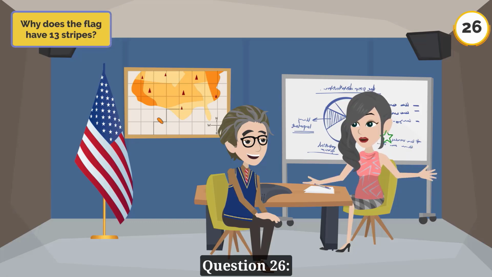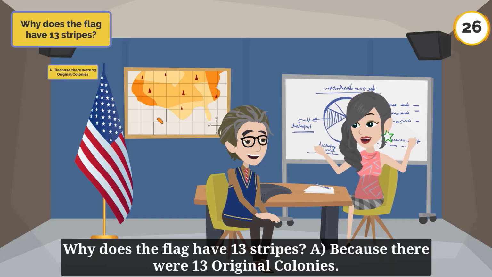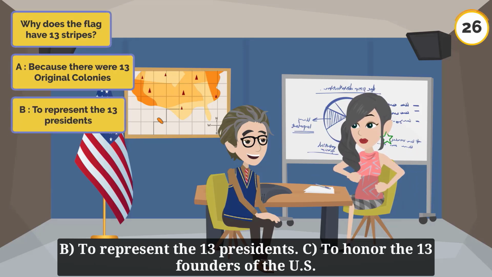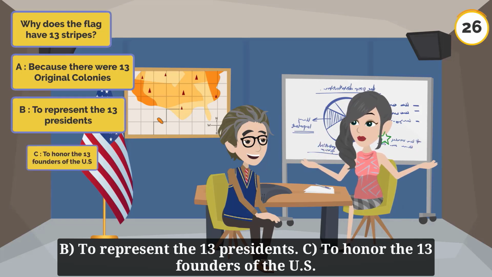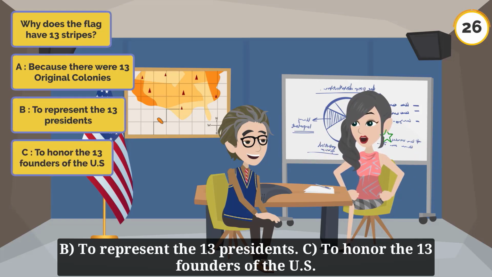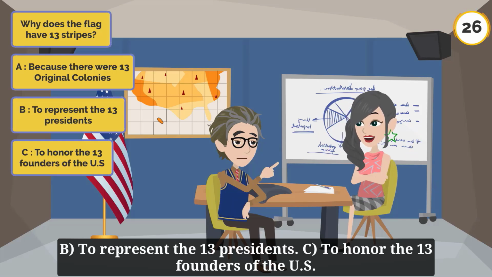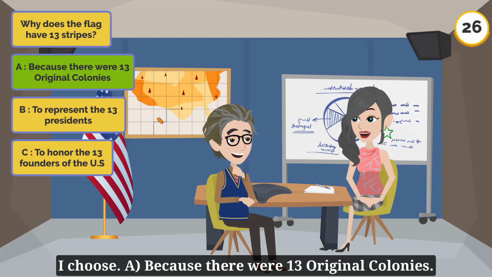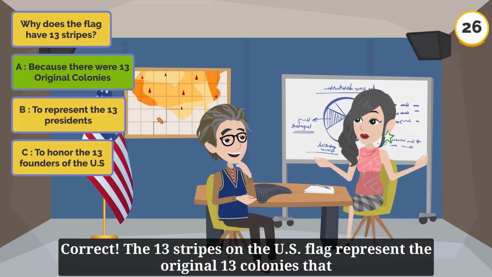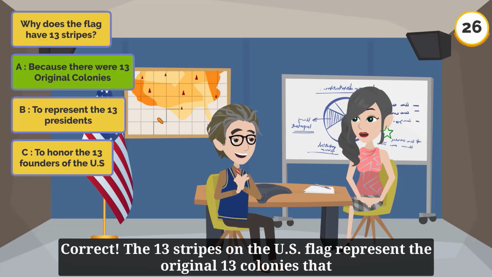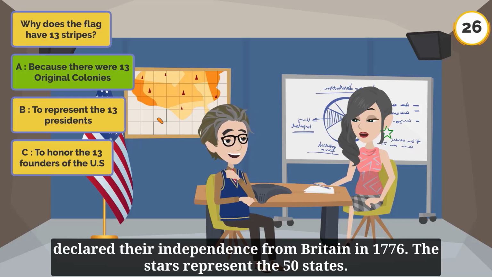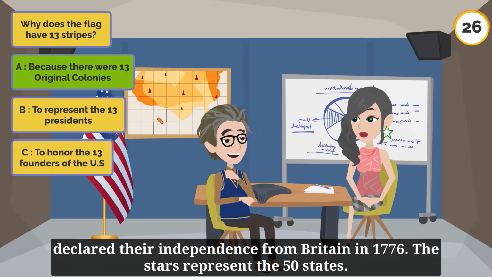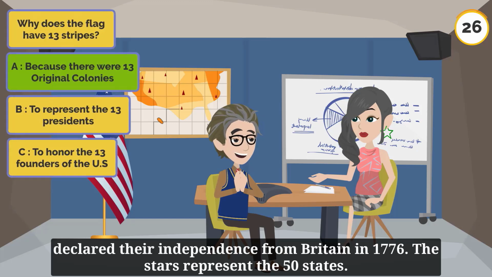Question 26. Why does the flag have 13 stripes? A. Because there were 13 original colonies. B. To represent the 13 presidents. C. To honor the 13 founders of the U.S. I choose A. Because there were 13 original colonies. Correct. The 13 stripes on the U.S. flag represent the original 13 colonies that declared their independence from Britain in 1776. The stars represent the 50 states.